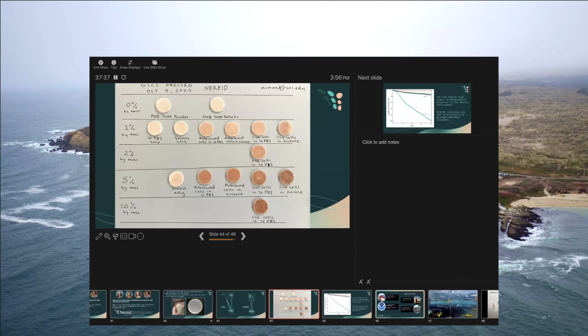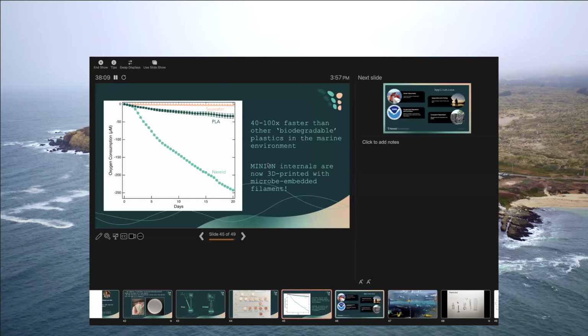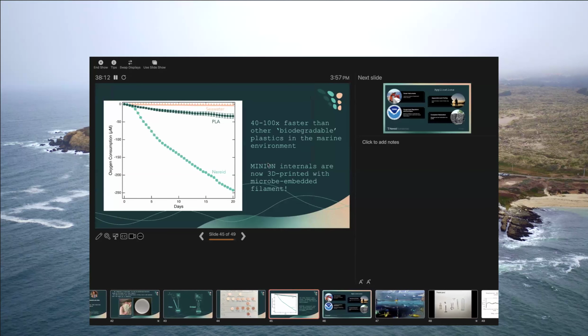And we've had really good success in getting a lot of these cells to survive that process. It's actually a pretty short process typically. Once they're embedded in the cells, they seem to be fairly stable and have a pretty long shelf life. When they're immersed in seawater, they sort of wake up and then start degrading the material. So these are a bunch of discs that we've made with different formulations of the microbes embedded. And what we're getting is a much faster degradation rate than other plastics in the marine environment.